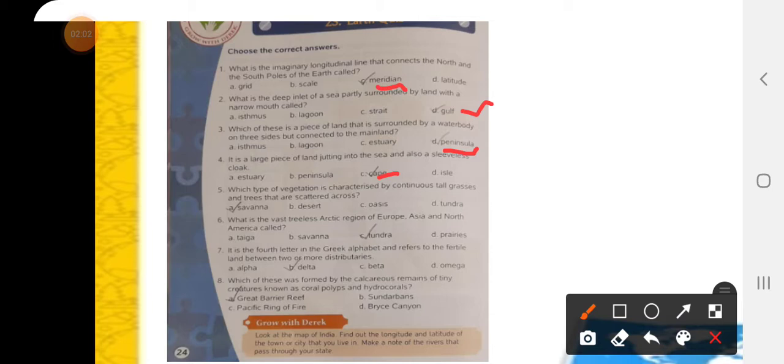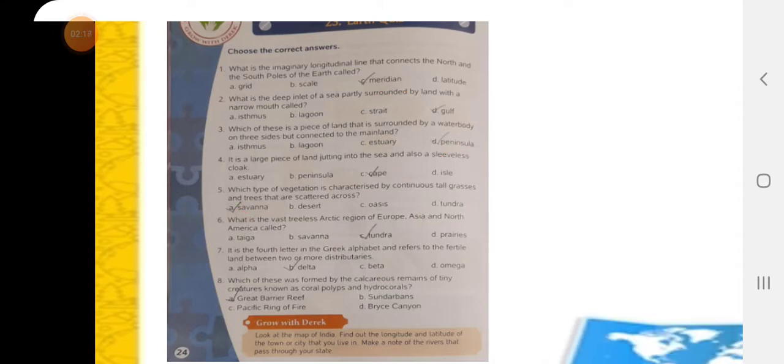Number 5. Which type of vegetation is characterized by continuous tall grasses and trees that are scattered across? It's the savanna. So you will tick mark on savanna. Okay, children? Now number 6. What is the vast treeless Arctic region of Europe, Asia and North America called? It is called tundra. So tick on number C, tundra.